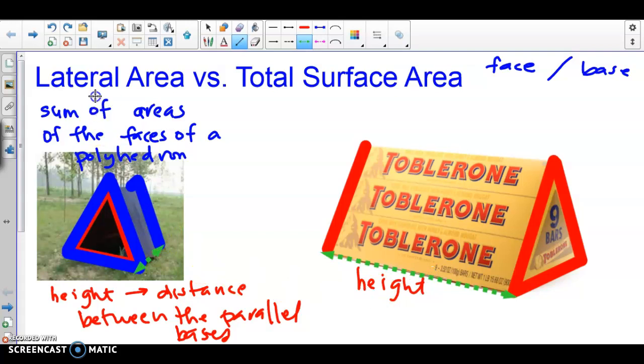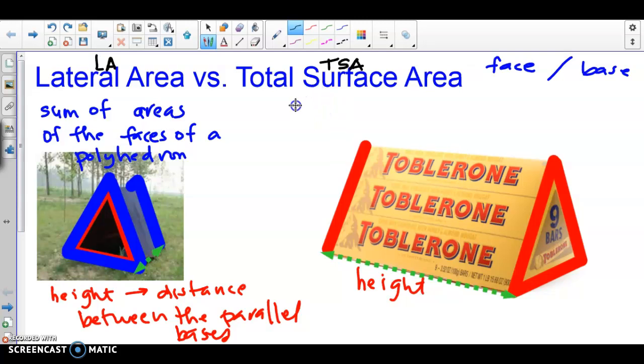So these two figures differ in a way that this one has a base. How many bases? Well, it has two bases, one here and one at the back. Well, this one is open through and through, right? So that kind of tells us a little bit about the difference of lateral area and surface area. While lateral area is the sum of areas of the faces, now the total surface area, which I will refer to as TSA, so we don't keep repeating it. And for lateral area, I'm going to say LA.